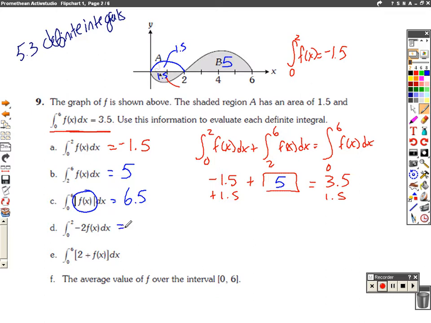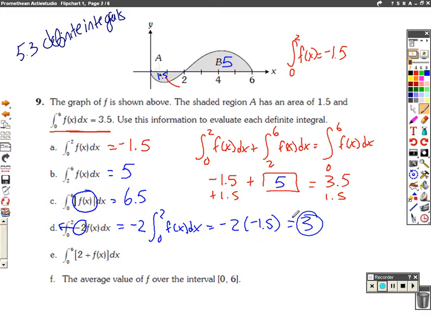All right, the next one. Forget about that whole above the x-axis thing. That's gone away now because we've taken away those absolute value signs. And now we're just saying negative 2 times f of x. Constants are great because just like derivatives, we can actually pull them through the integral symbol. So this is the same thing as negative 2 times the integral from 0 to 2 of f of x dx. We already know that this, we came up with that way back in the beginning, was negative 1.5. So negative 2 times negative 1.5 is positive 3.